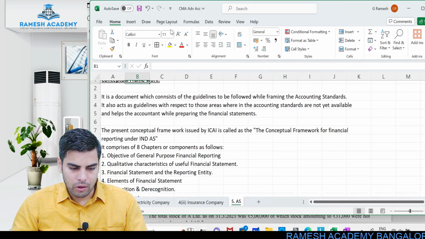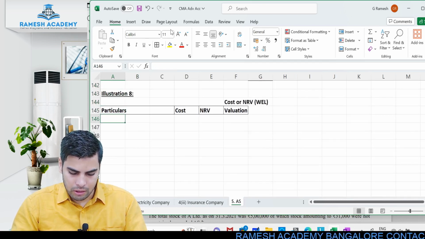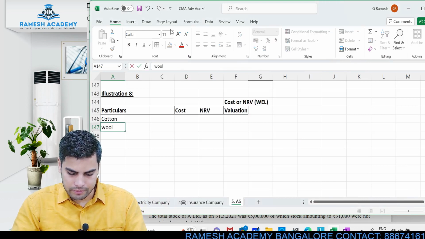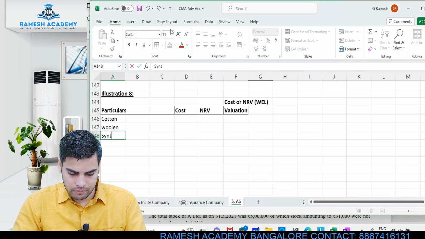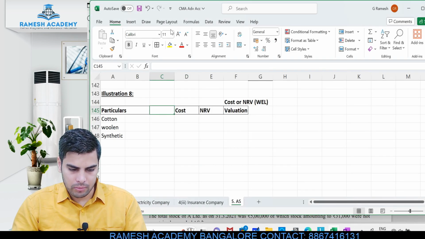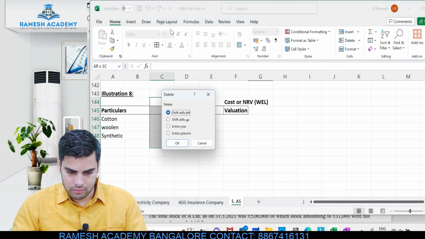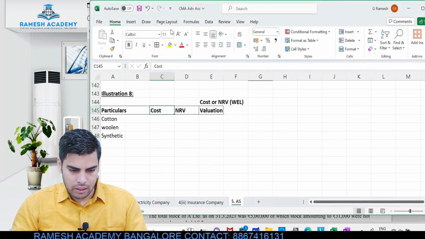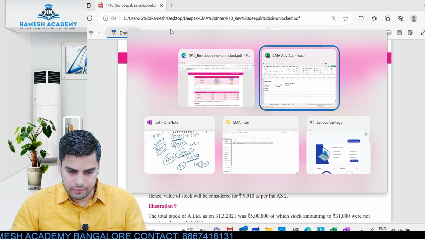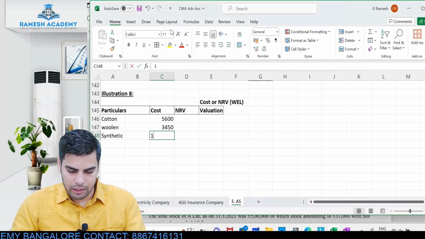Okay, so here we have got three types of product, right? What are the three different types of product which we have got? We have got cotton, woolen and synthetic. What is the cost of cotton product? Yeah, so when it comes to cost, it is 5,600, 3,450 and then finally 1,500.